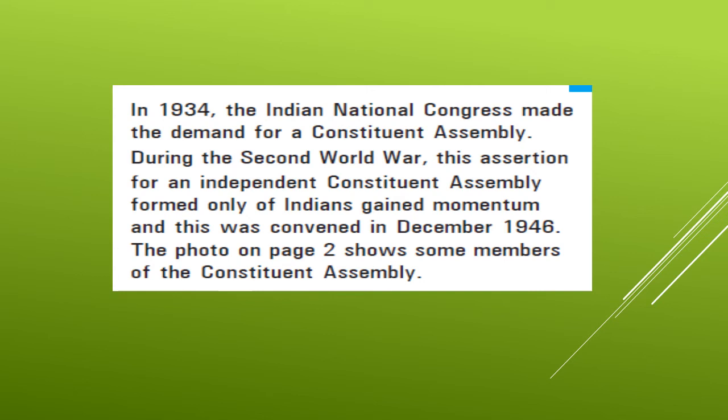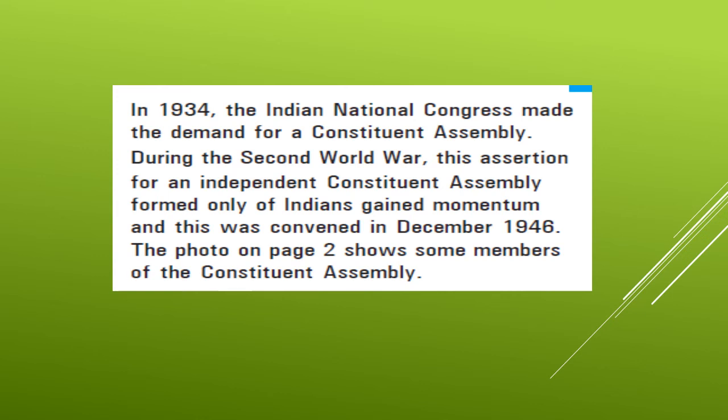Then again, what is the main purpose of a Constituent Assembly? It is a representation of a democratic country. So the people of India wanted a democratic republic where they have a set of rules to guide them. For this purpose, the Indian National Congress in 1934 demanded a constituent assembly. I think now it is clear for you.